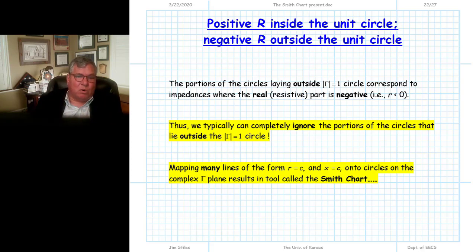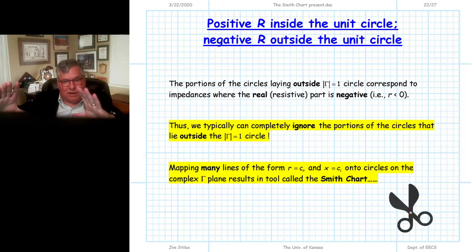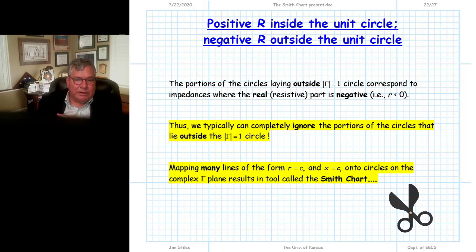For contours of the form X equal to Ci, those horizontal contours in the complex impedance plane, they map onto circles which partially reside in the validity region, but mostly outside the validity region. And so therefore, if we take both of those contours, both for the vertical contours R equal to CR and the horizontal contours X equal to Ci on the complex impedance plane, and we map them into circles, and then just cut around the unit circle and consider only the portions of those mappings inside the validity region, what we have is a very important tool to microwave engineering, an iconic tool in electrical engineering, and that is called the Smith chart.